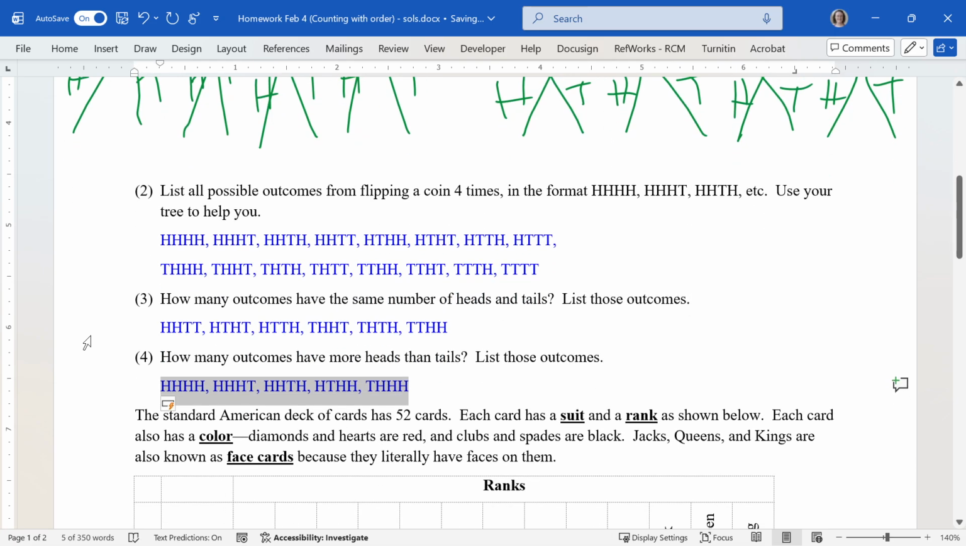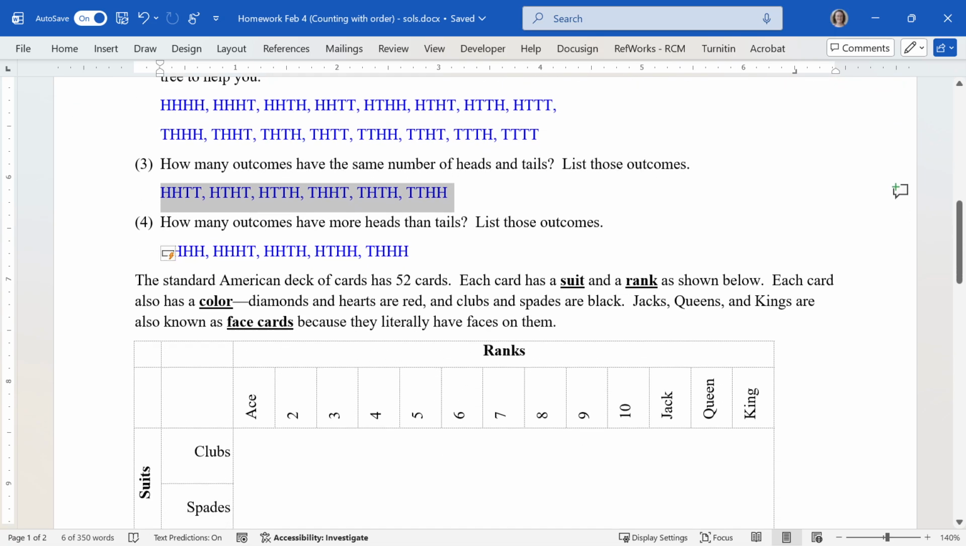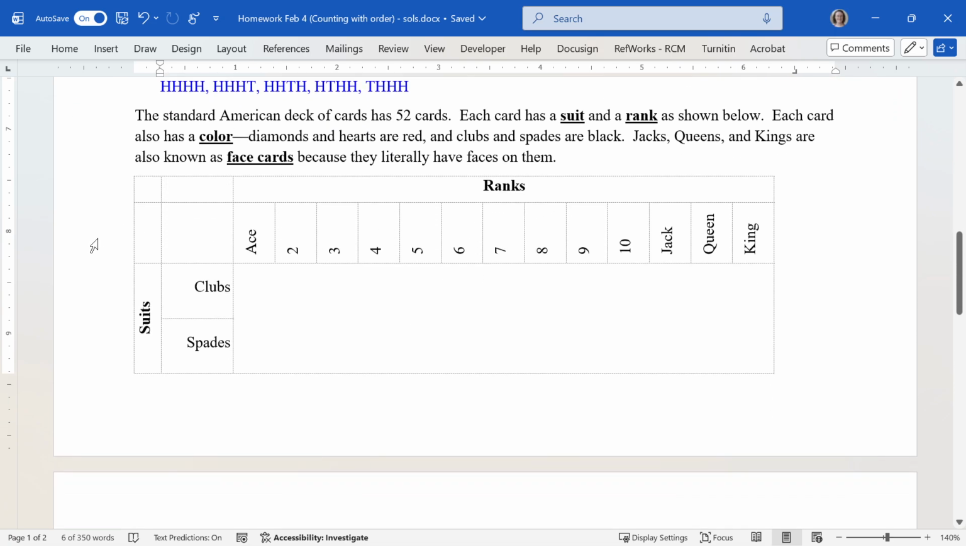So you guys can see already a little bit of information about probability, even though I'm not explicitly asking you about probability. But you can see that there's 6 ways to get the same number of heads and tails, and there's only 5 ways to get more heads than tails. So which of these is more likely to happen? The first one. This is more likely to happen. Okay, anyway, moving along to the next question.